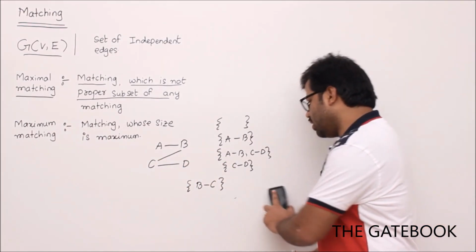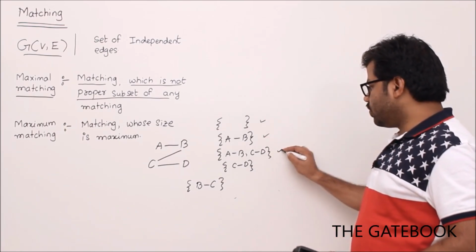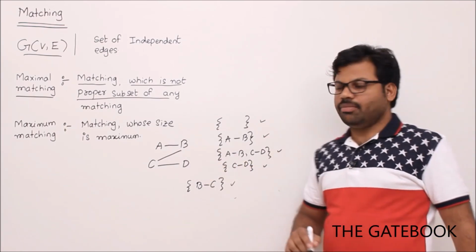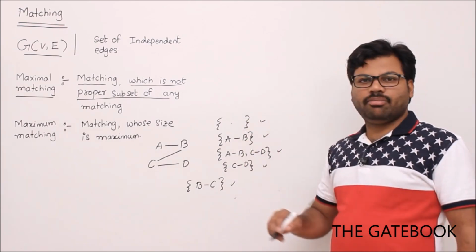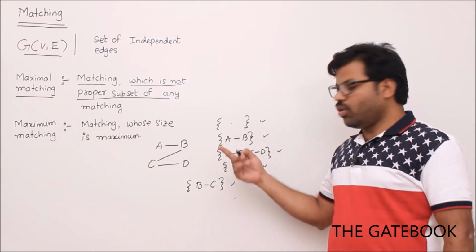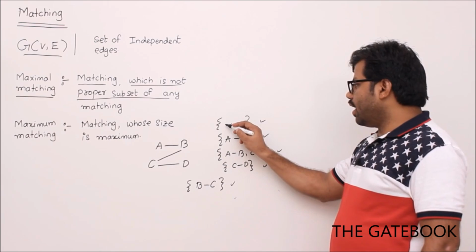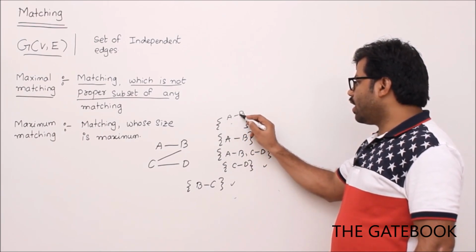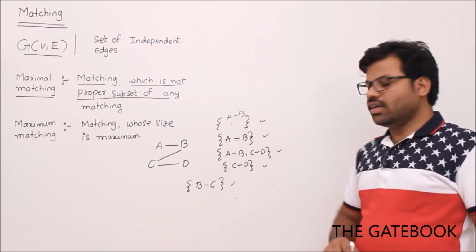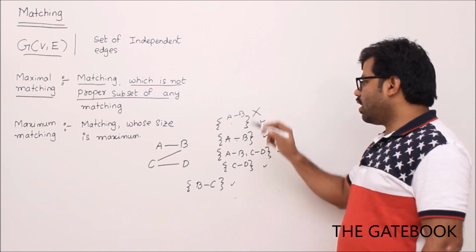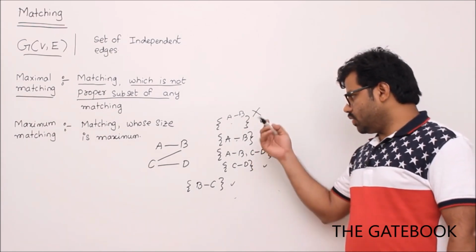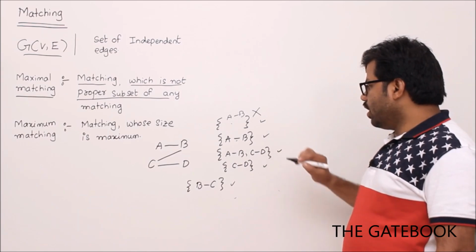Let me erase it. So these are all possible matchings for this graph. Out of them, this is not maximal because you can add one more edge to it. Example, by adding A comma B to it, I can form one more matching, right? So that's why this is not maximal. I'm cancelling all the matchings which are not maximal. I want to identify maximal matchings.